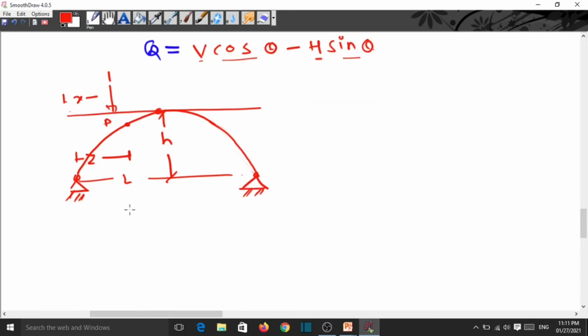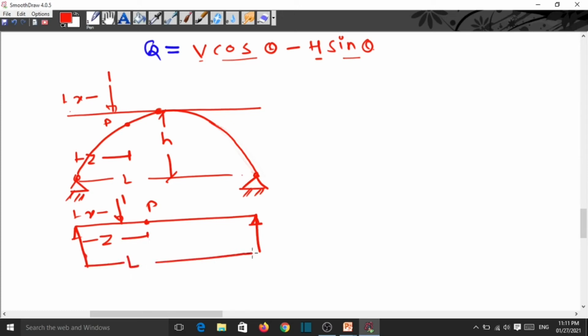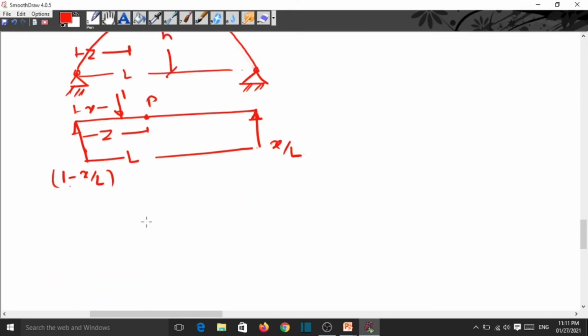Now for our simplicity, we are drawing here a simply supported beam which is subjected to a unit load. This is the X, and this is the point P where we want the internal force. This is Z. This total is the L. Again we know this reaction is X by L, and this reaction is 1 minus X by L. So now we know the ILD for the shear force at point P, the same as the previous.